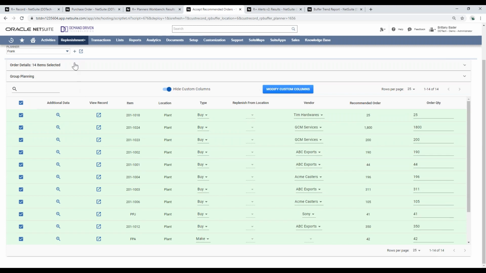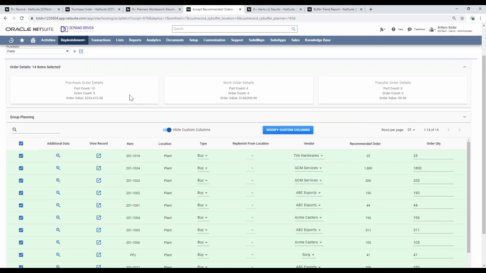If I'm looking at my order details, this is where I can see all of those purchase orders, the work orders or transfer orders if I have that in the system. And so what I can see is I have 10 parts that I'm placing orders for going to 5 different vendors. So we're always going to consolidate any same vendor purchase orders or work orders so that you're not sending multiple POs to the same vendor.